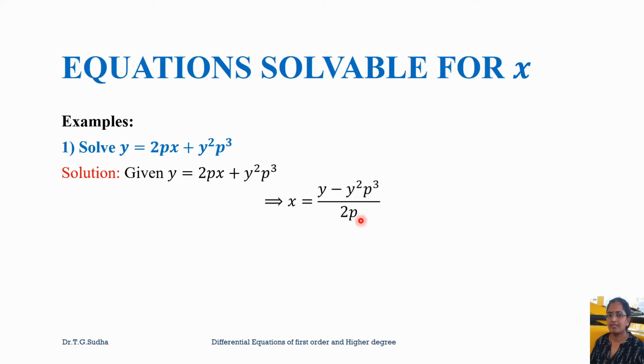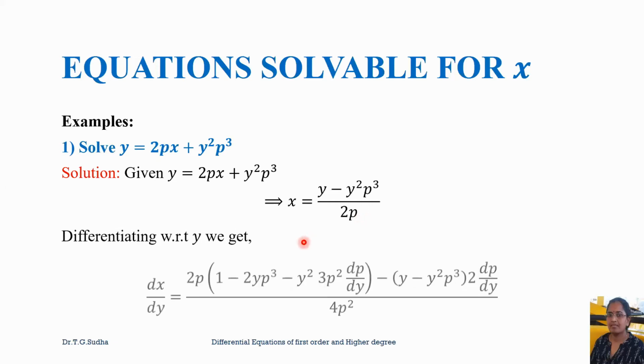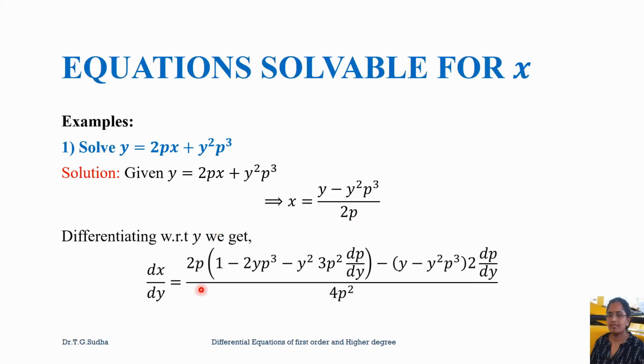In the second step, we need to differentiate this with respect to y, so that we get dx by dy equal to, here we can see that this is in the form of u by v. So let us use quotient rule of differentiation. So the denominator 2p into derivative of the numerator, that is derivative of x is 1 minus of derivative of y square into p cube. Here you have product of two functions. So we need to use product rule.